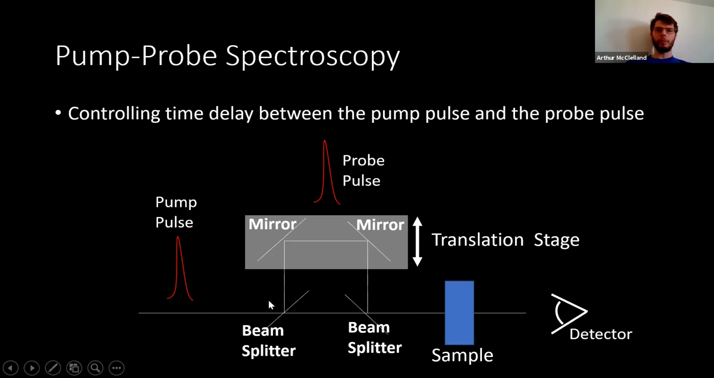So here in this diagram, the pump pulse is going straight through the sample to the detector. The probe pulse is taking this longer route. And since the speed of light is fixed, we can control the arrival time of the probe pulse relative to the pump pulse by just translating the stage back and forth. So we just make the probe pulse run around a little further, and that will delay when it arrives at the sample relative to the pump pulse. And so that allows you to do very high temporal resolution spectroscopy.